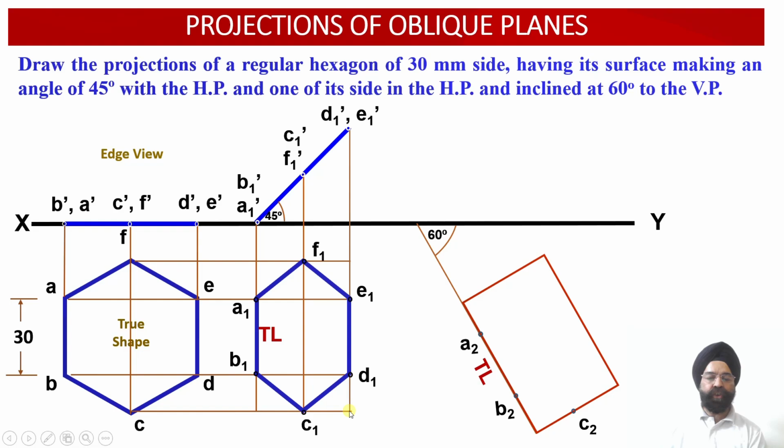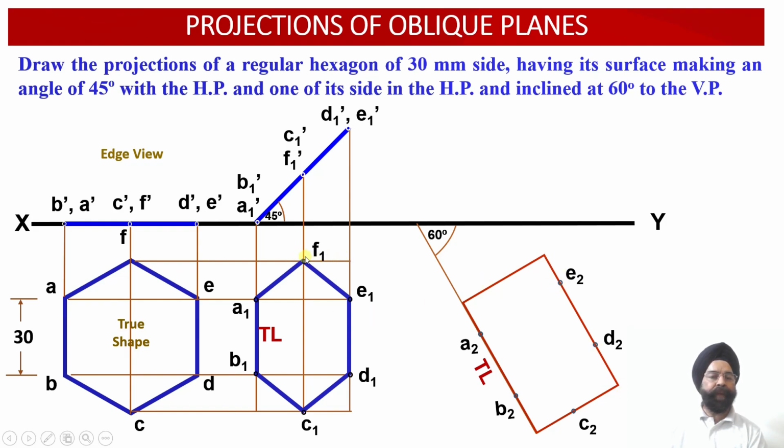Similarly, from this corner, if you measure this distance, point D2 will be located. From this corner, if you measure this distance, E2 will be located. So from this point, you measure this particular distance and you will be able to locate point D2 over here. So D2 is located, E2 is located, and finally F point.